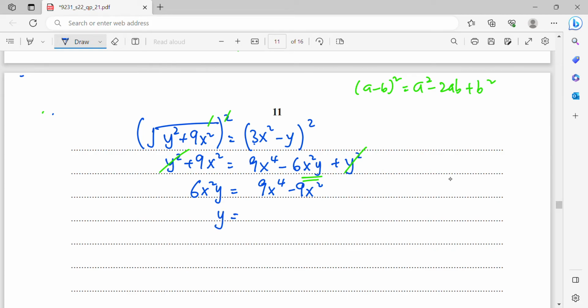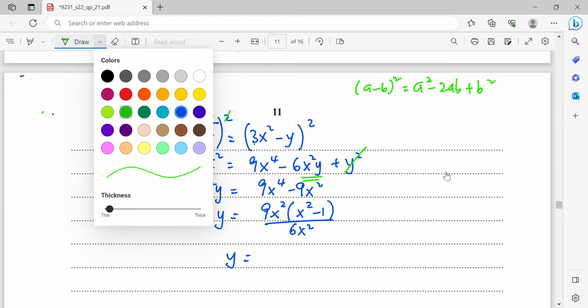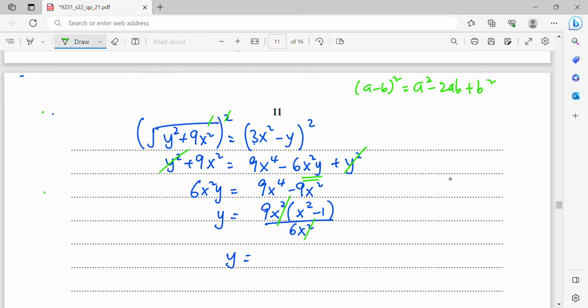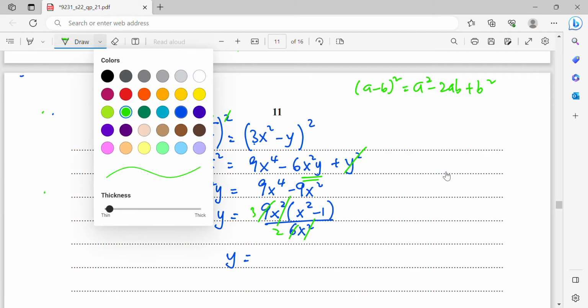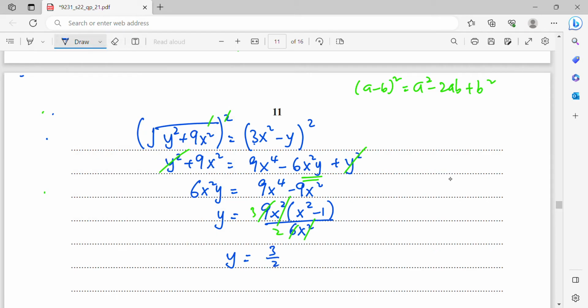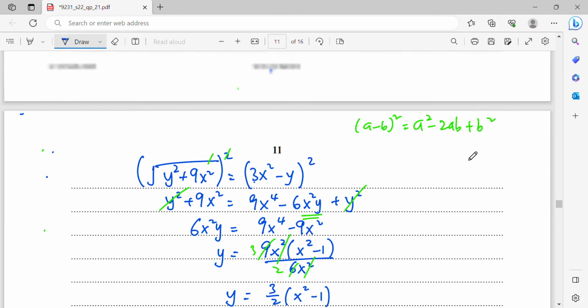So for the right hand side, the common term is 9x squared. I may factorize the 9x squared, bracket, x squared minus 1. Then the 6x squared will be moved to the right hand side. Okay, so at last, the x squared will be cancelled off. Then 9 and 6 will be 3 over 2. So I will get 3 over 2 bracket x squared minus 1. So this is my solution for this whole question.